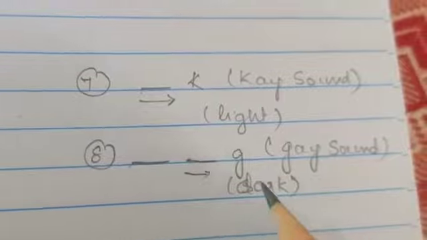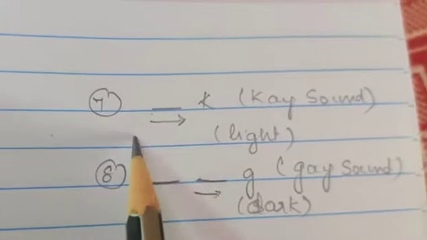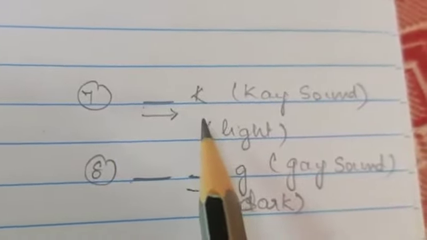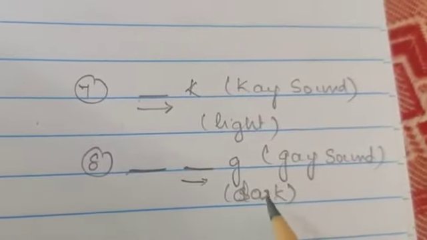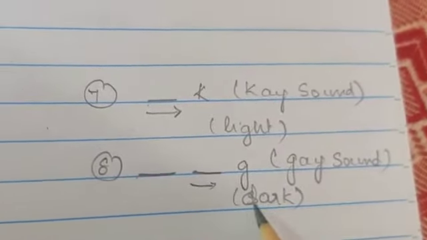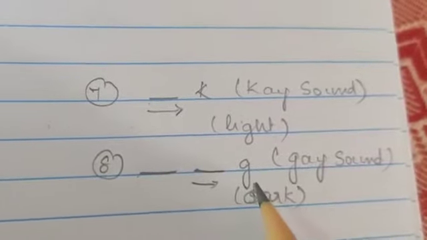The example for K is cane, C-A-N-E. Here you should listen to the sound K, not the spelling C. For G, the example is gain, G-A-I-N.